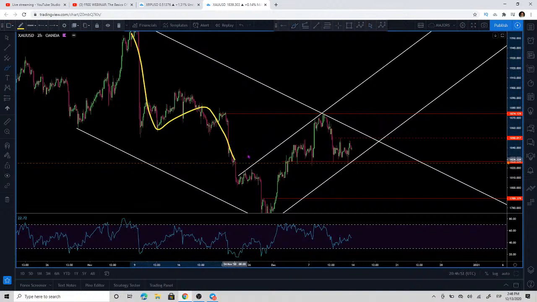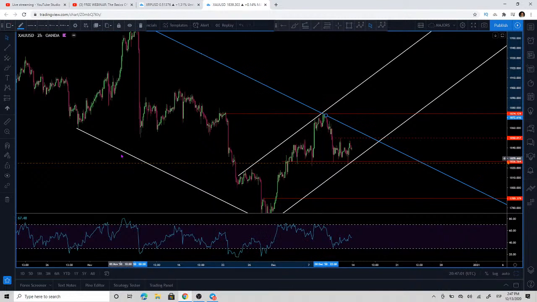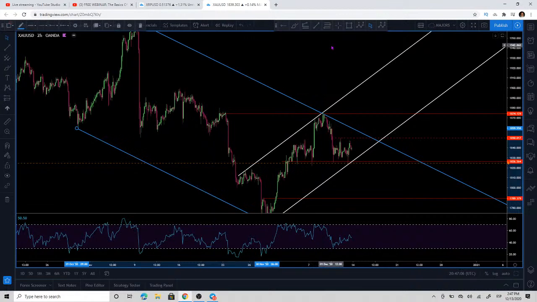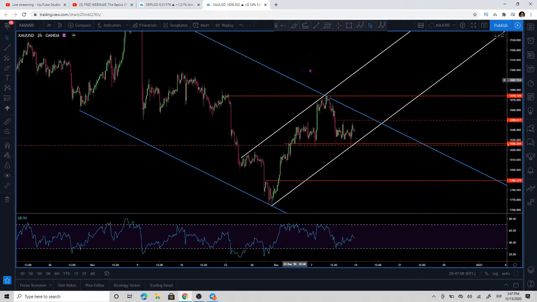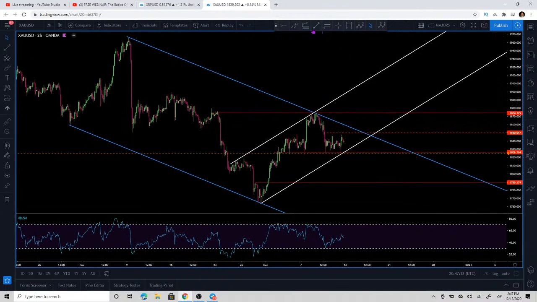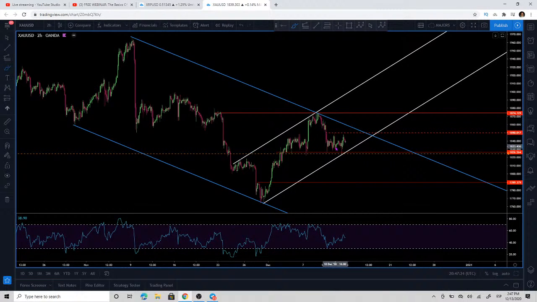This bearish structure. Actually, I'm just going to change the colors of the structure so you can better understand what I'm talking about. I'll make this one blue. So the midterm bearish structure is blue, right here. And the immediate structure is white, which is the bullish structure, this channel right here. So just by looking at divergence, everything points at a bullish continuation, right?